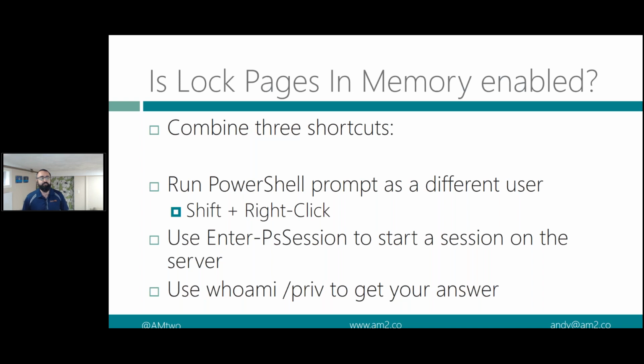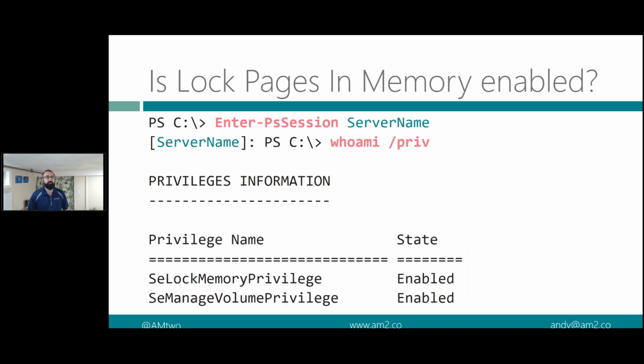Run PowerShell as a different user by doing the Shift right-click and run it as maybe your admin user or as the service. In this case, we're going to do the service account for that server. Use Enter-PSSession to start a session on that remote server. And now you use whoami /priv to get that information.